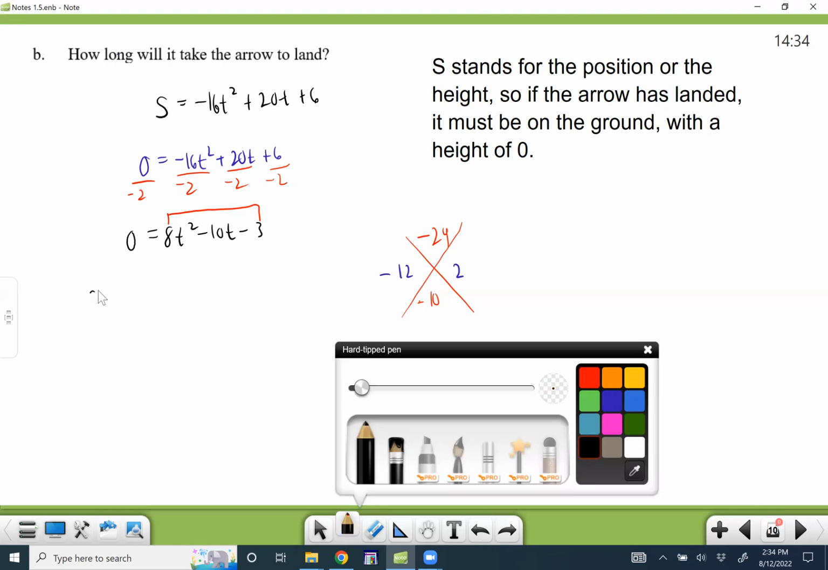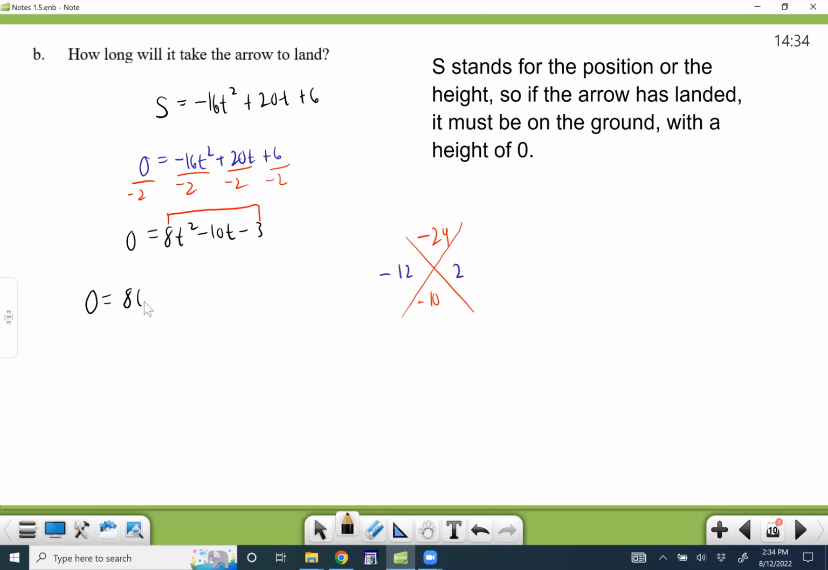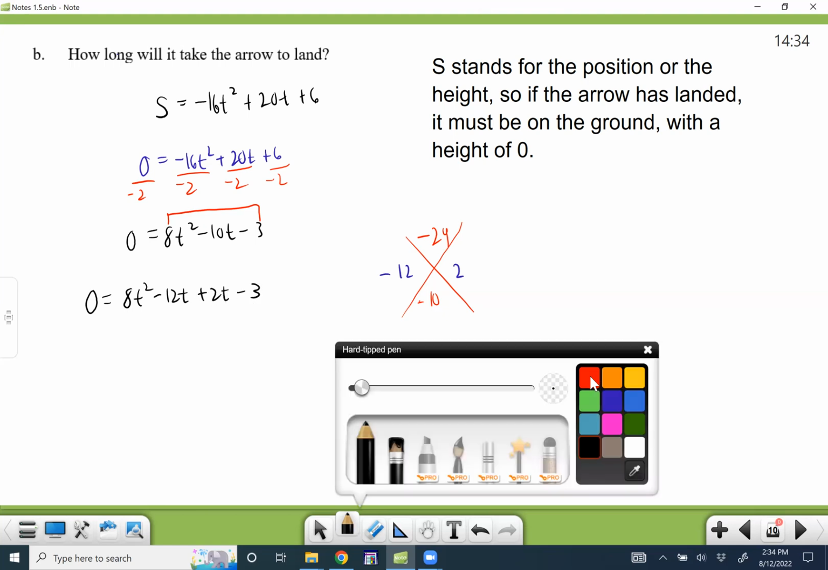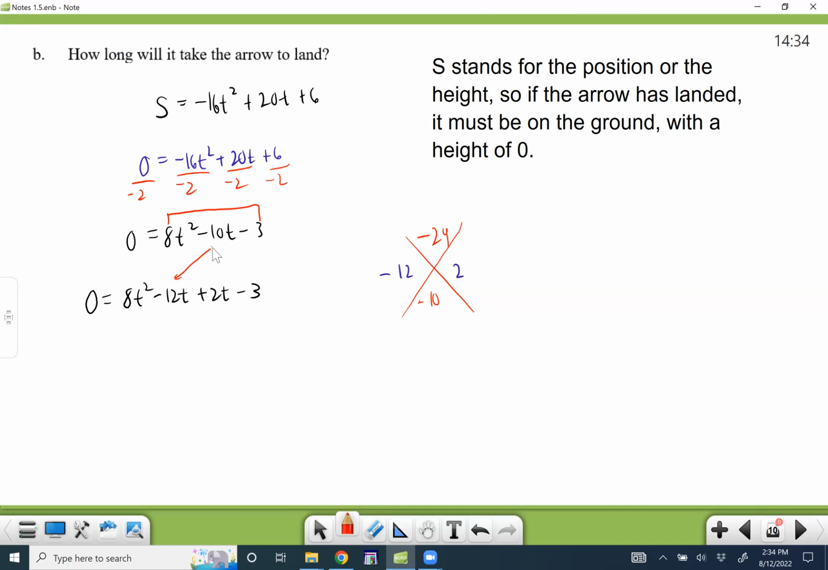So I think this is only the second time we've done this in class, so this should be kind of like, huh? And that's totally fine. So we're going to use the -12 and the +2 to just rewrite this -10t part, you guys. Notice the rest stayed the same, right? 8t squared, -3. So we're just re-expressing the middle.